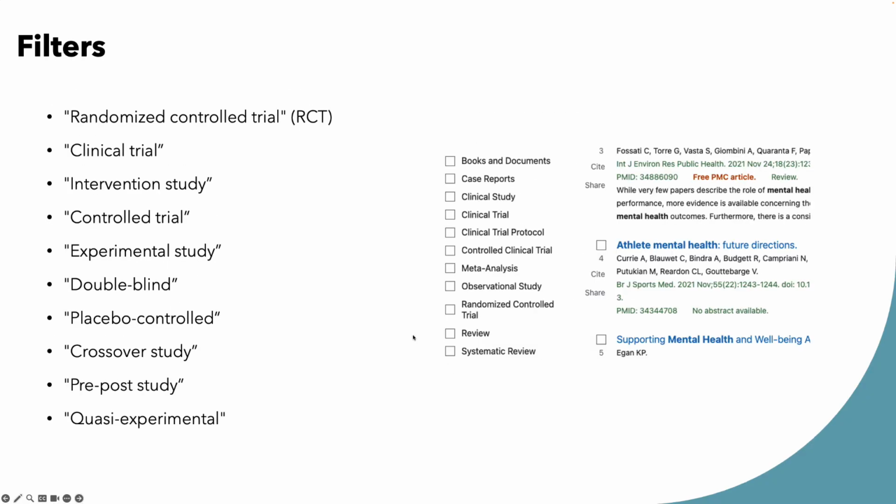And I did the same thing. I went into PubMed and I went to my filters and I found filters that kind of match these types of studies, right? So here's randomized control, clinical trial, intervention study. I went in here. I said, okay, clinical study is there, right? Clinical trial and clinical study are the same thing. Clinical trial, clinical trial protocol, controlled clinical trial, right? Controlled trial. So I just went into PubMed and I put on these filters.